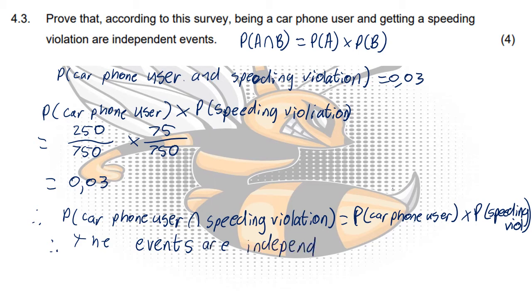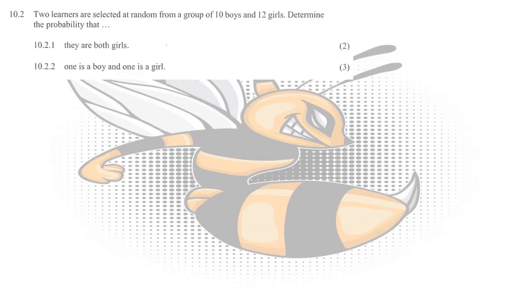Now remember, when events are independent, they don't influence each other. So this would mean that using a car phone did not influence whether or not a person got a speeding violation. If it was dependent, then using a car phone would influence whether or not you got a speeding violation.